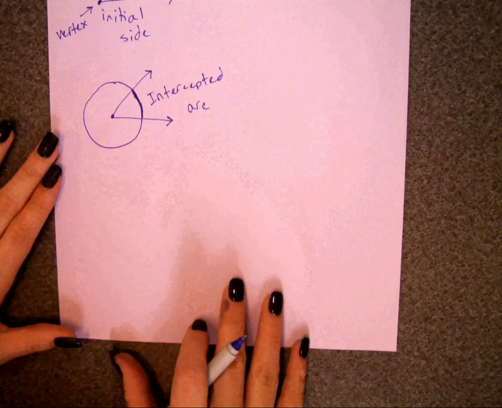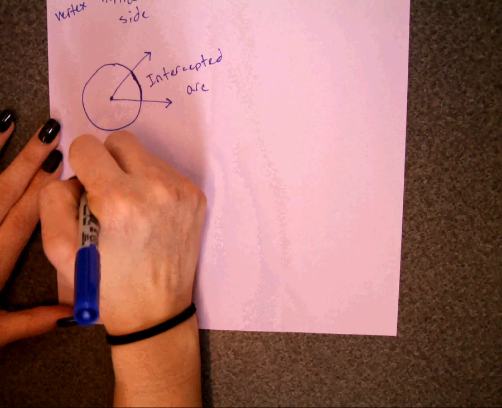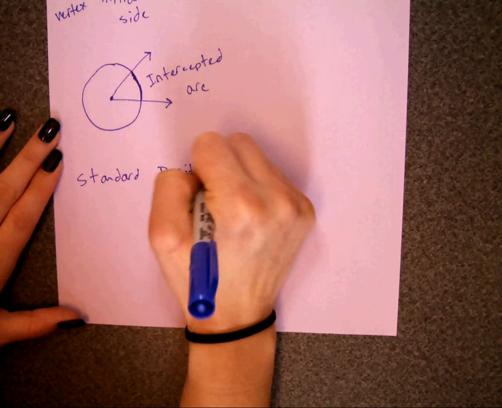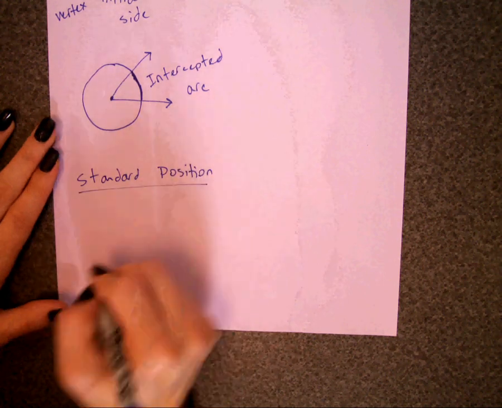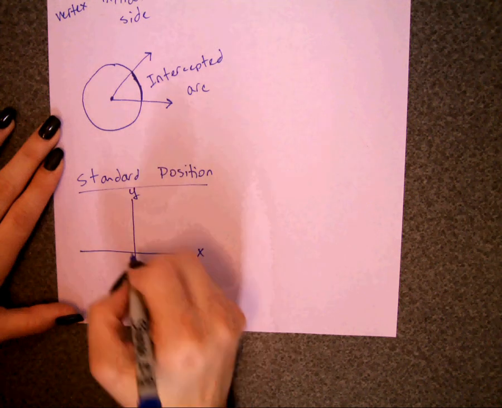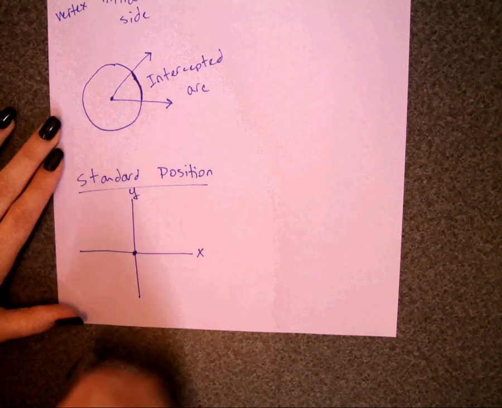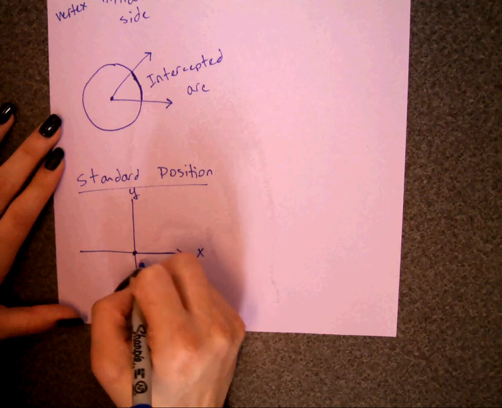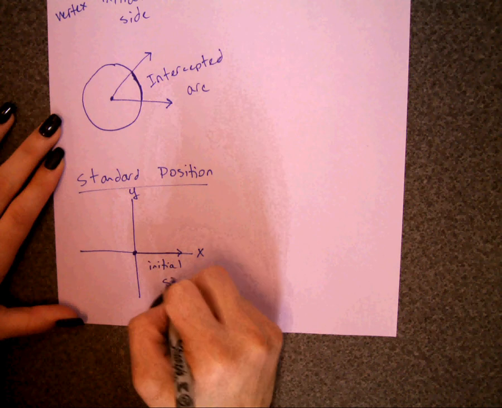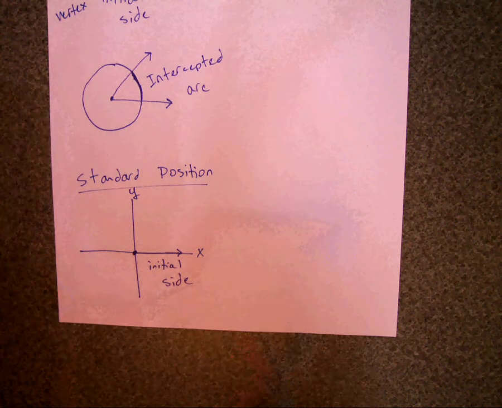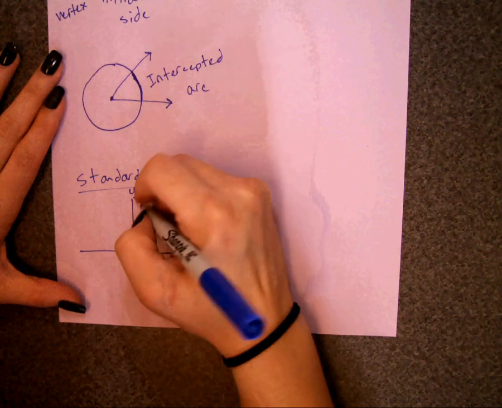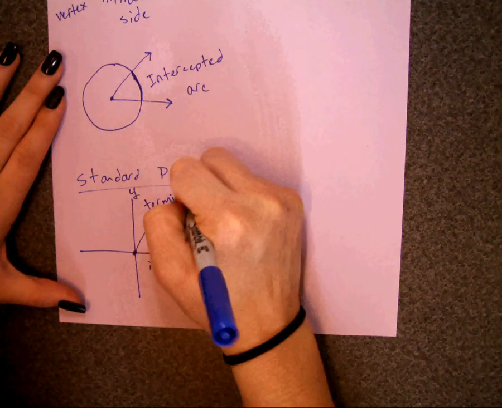And the standard position of an angle we'll think of on the x and y axis, with the vertex at the origin, and the initial side always on the positive x-axis. So here is our initial side, and the terminal side can be anywhere else on the graph. So let's say we have this angle right here. Here's the terminal side.